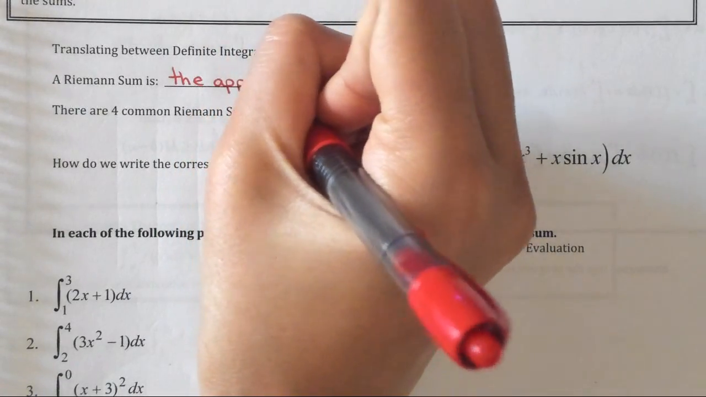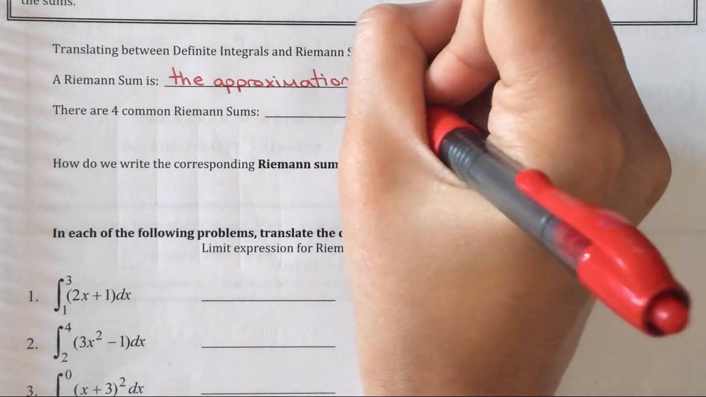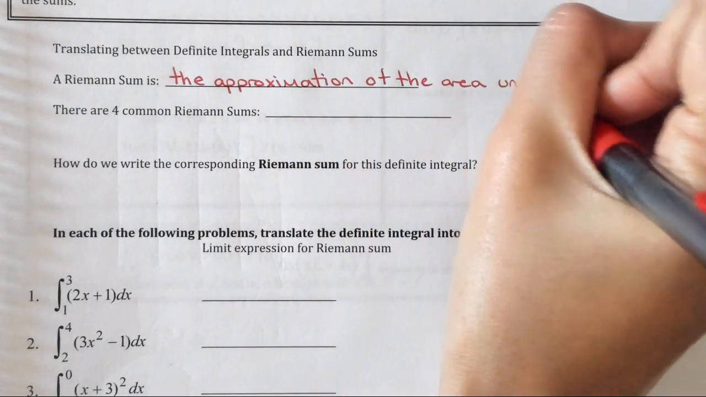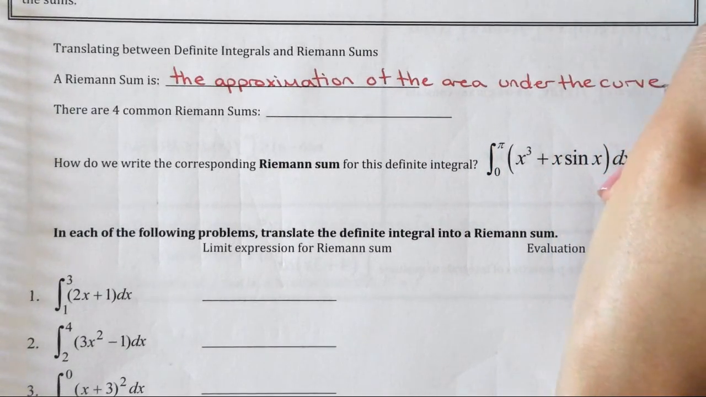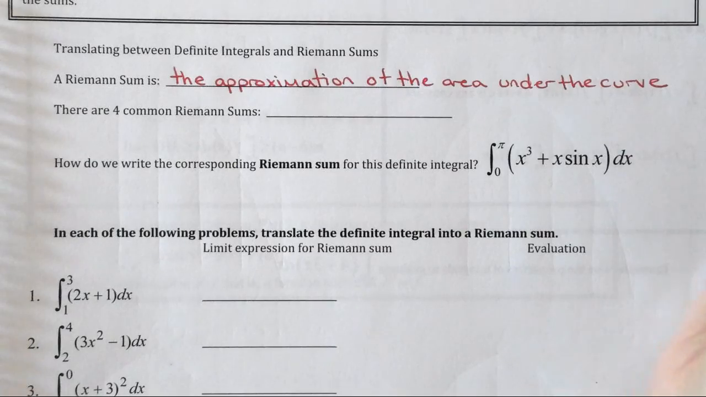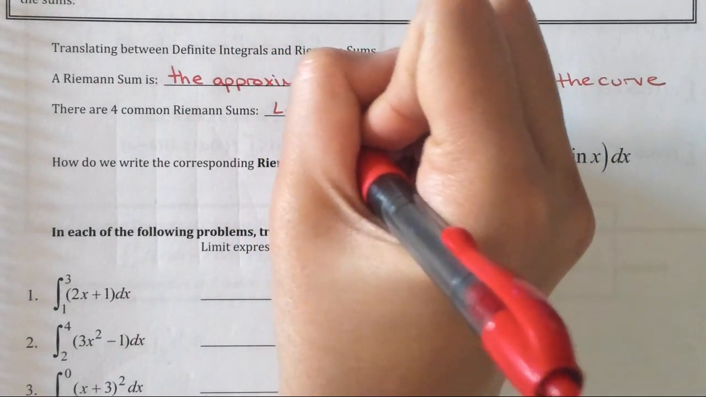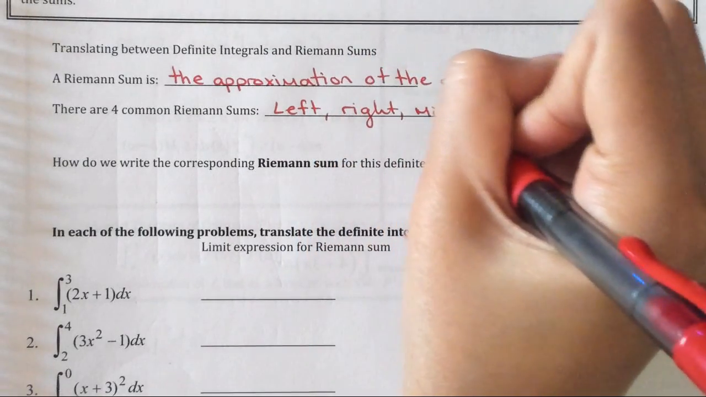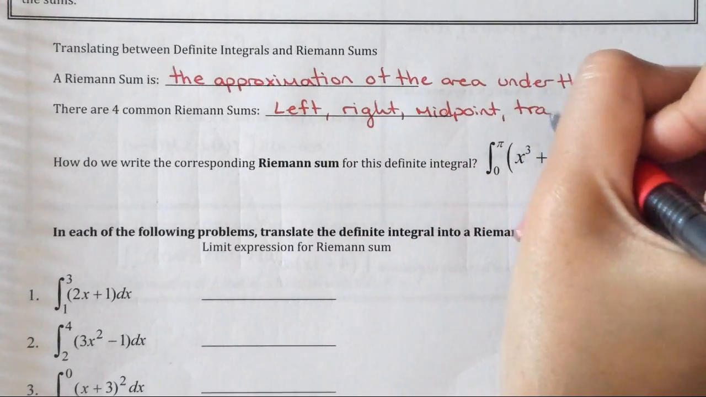Let's go back and talk about a Riemann sum. A Riemann sum is the approximation of the area under the curve. And there are four common types of Riemann sums that we talked about last time: left, right, midpoint, and trapezoid.